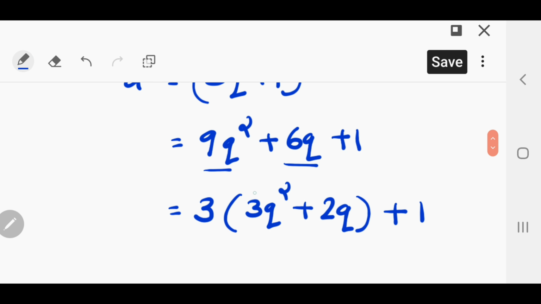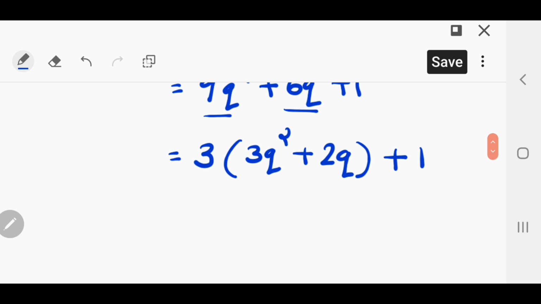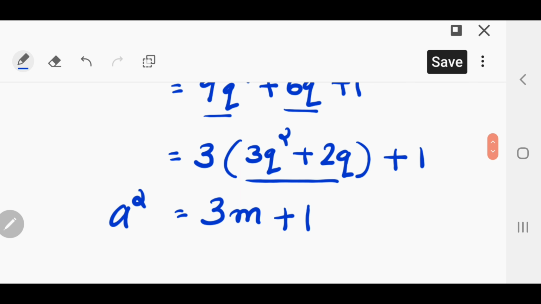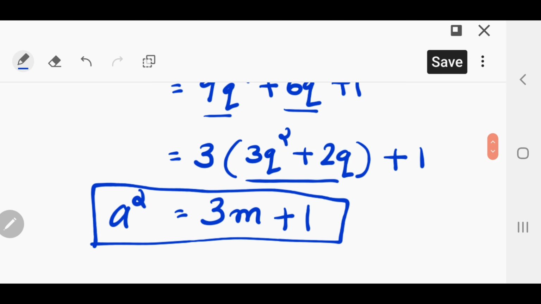In these two terms, just we take out 3 outside because 3 is common in 9 and 6. So just take out 3 from these two terms. We will get 3q square plus 2q. So what is our q? Any integer. So 3q square is another integer and 2q is another integer. So instead of this, we can write m. So it will be 3m plus 1. Remember, this m indicates just an integer, not its value. Just any integer. So a square can be written as 3m plus 1. So our next step is finished.